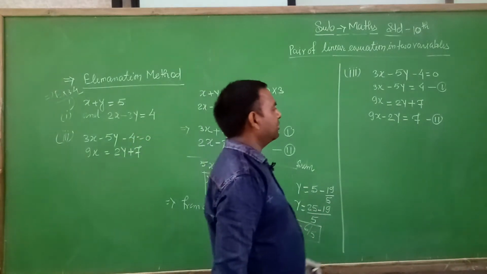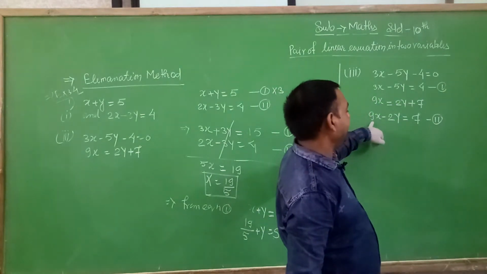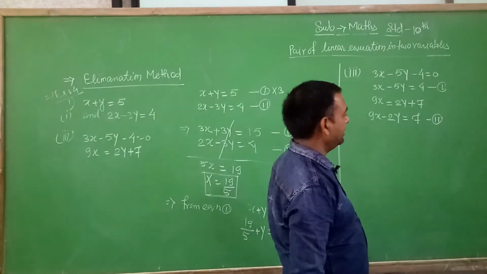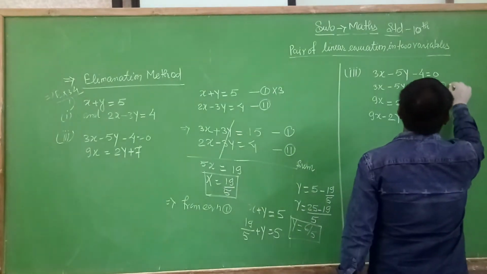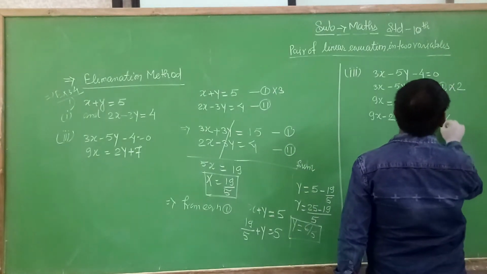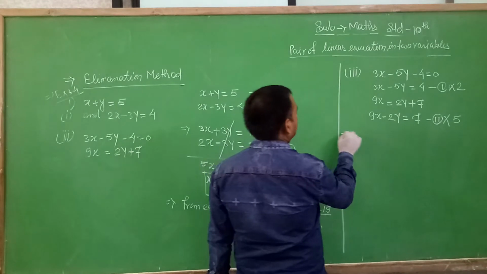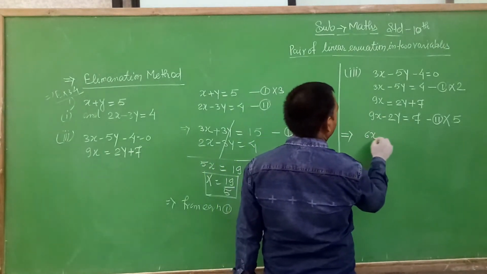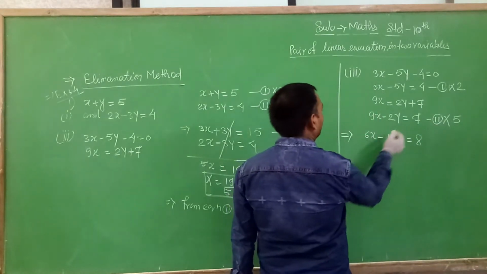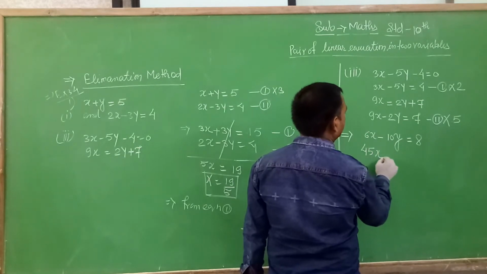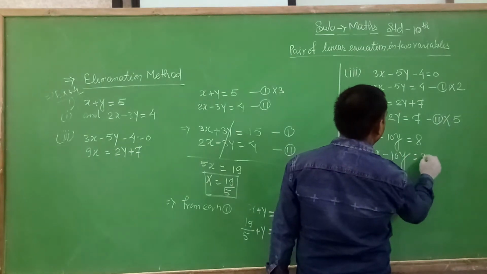Here you see in equation number 1 there is 3x minus 5y is equal to 4. Here is 9x minus 2y is equal to 7. You see in the case of y there is a 5 and here is a 2. So you multiply equation number 1 by 2 and equation number 2 by 5. If I multiply equation number 1 by 2, this is 2 threes are 6x minus 2 fives are 10y is equal to 2 fours are 8. Then 5 nines are 45x minus 5 twos are 10y is equal to 5 sevens are 35.